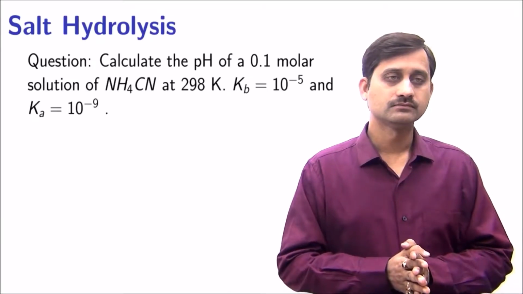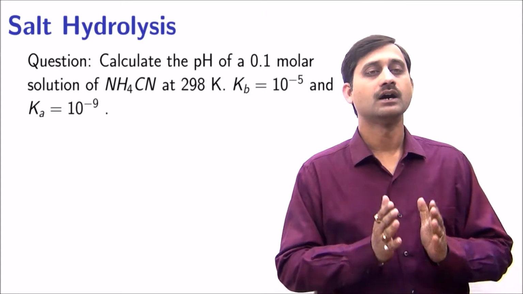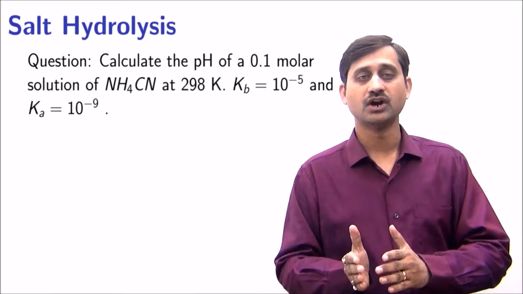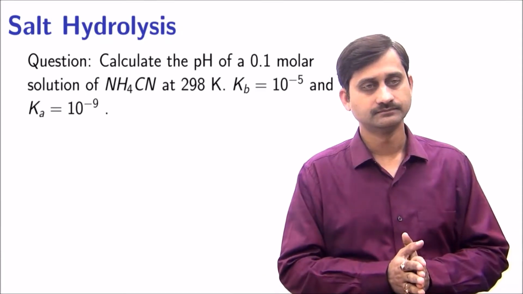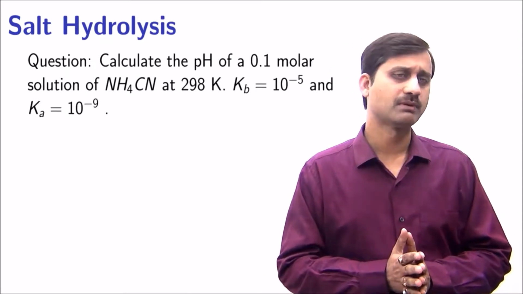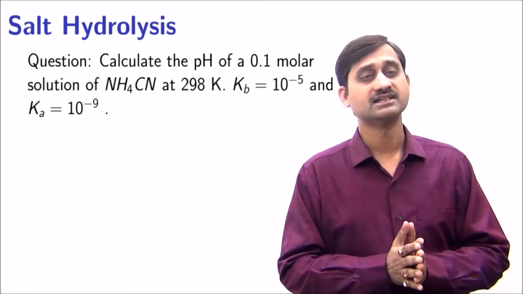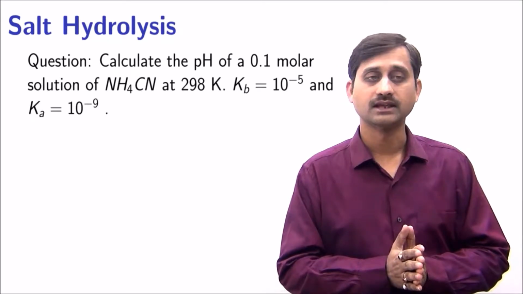A question: calculate the pH of a 0.1 molar solution of ammonium cyanide at 298 Kelvin. Take the Kb as 10 raised to power minus 5 and Ka as 10 raised to power minus 9.